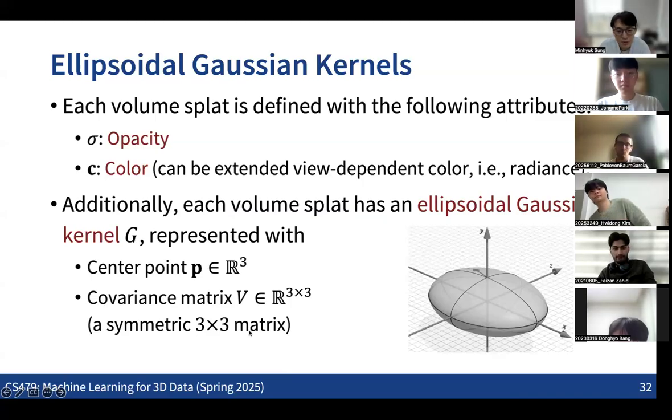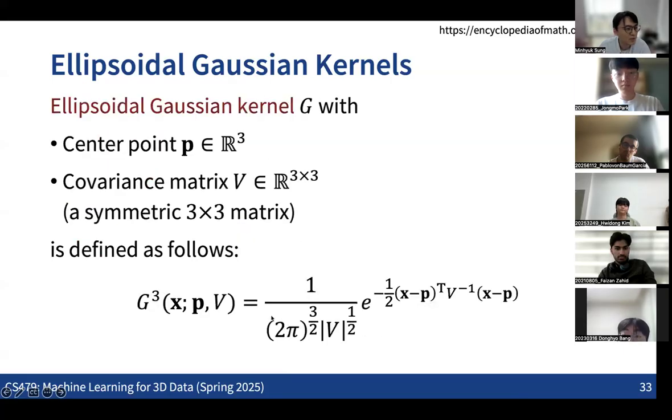Given this center and covariance, we are defining a Gaussian function in the 3D space in this form. Based on the Gaussian kernel and the opacity and color information, we can determine the opacity and the color for any arbitrary point in this 3D scene, and then compute the volume rendering equation. But we are going to see how we can very efficiently compute the volume rendering equation with some approximations and assumptions.